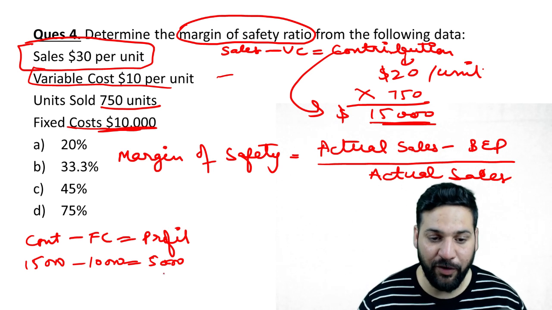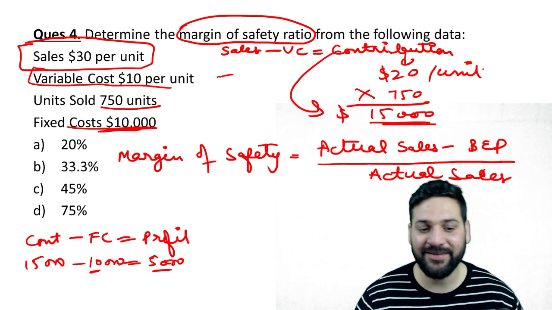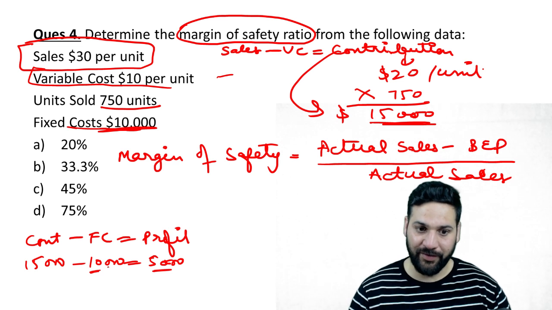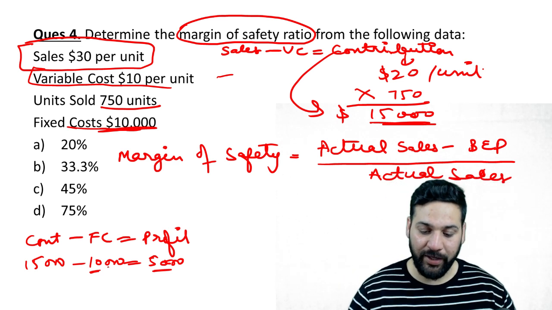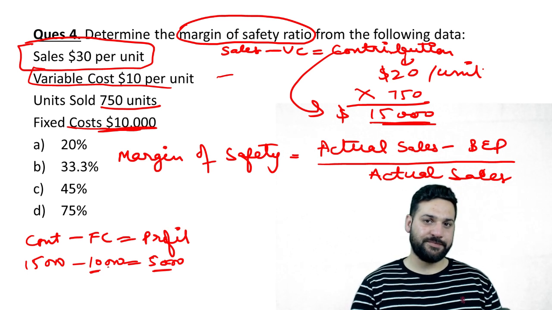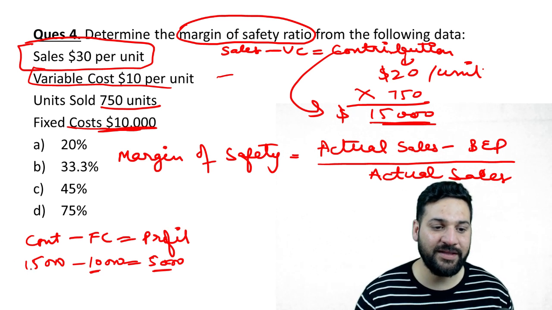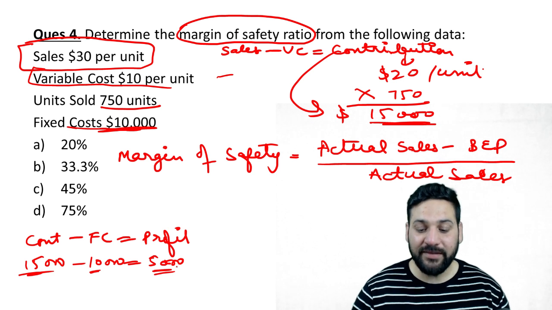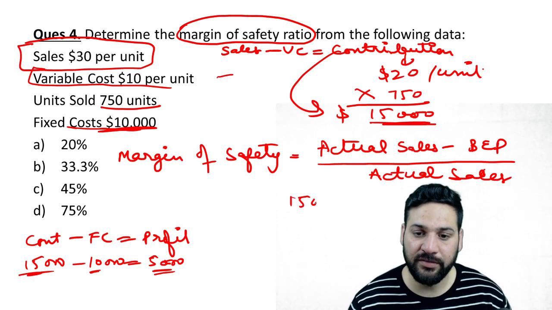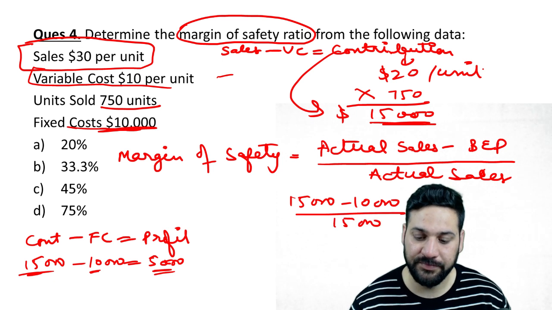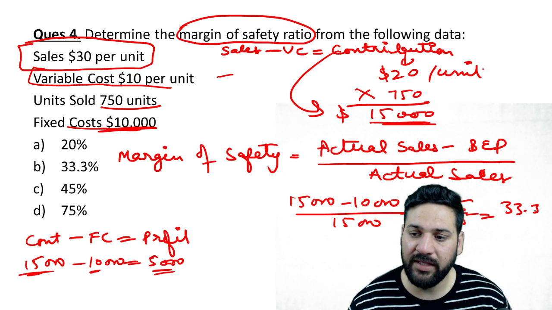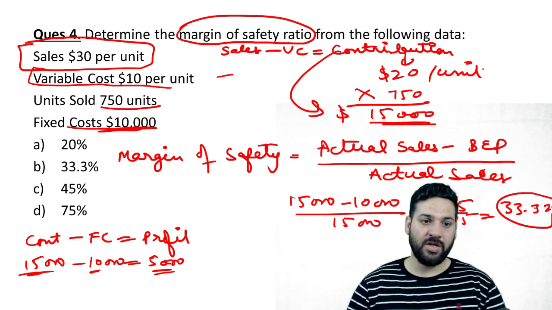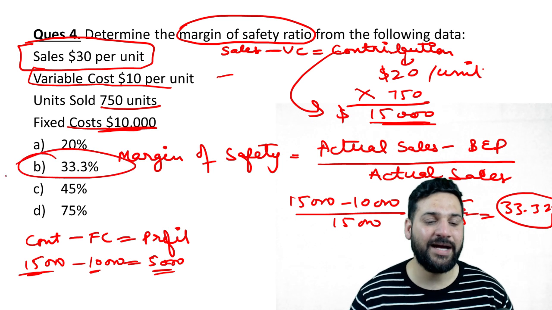So what is the break-even point? If profit is 5,000, fixed cost is 10,000. You need to find out the break-even point here. So the break-even point is nothing but 10,000. So the contribution is 15,000, profit is 5,000, the break-even point is 10,000. So 15,000 minus 10,000 divided by 15,000 is equal to 5 over 15. So it is 33.33%. Okay. So B is the correct answer. Really simple.